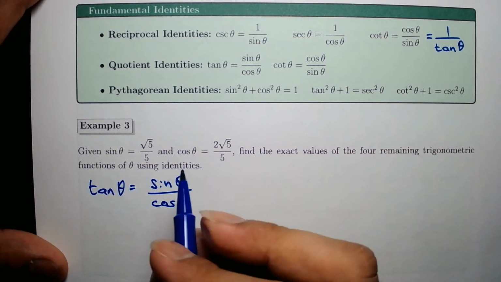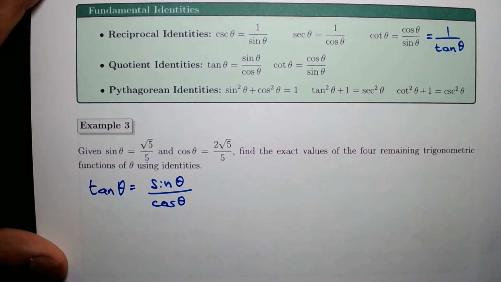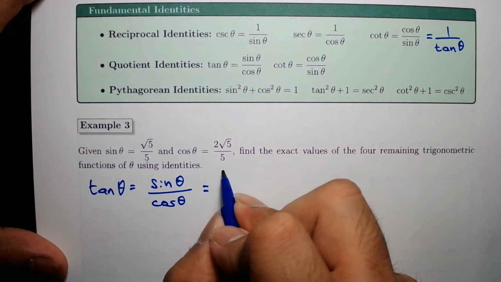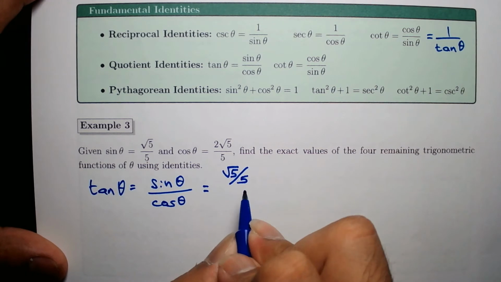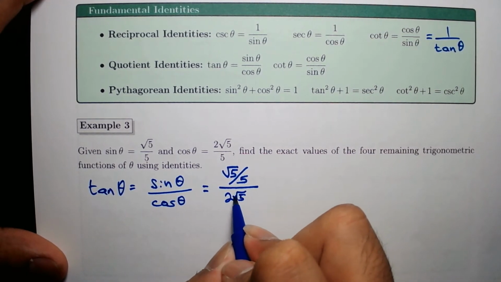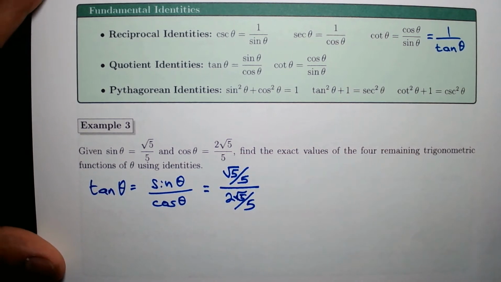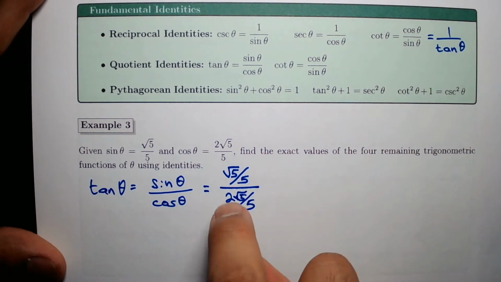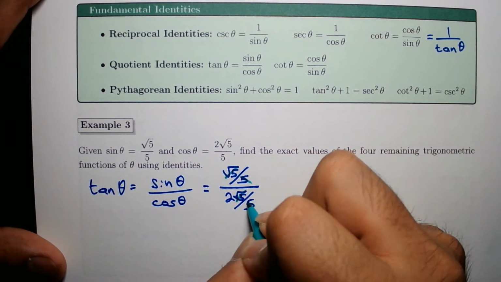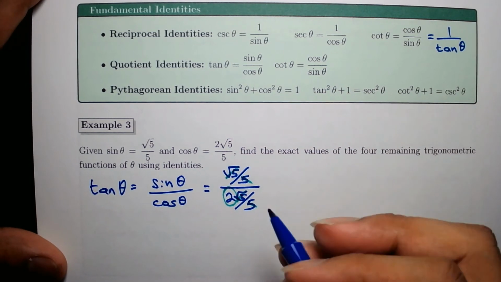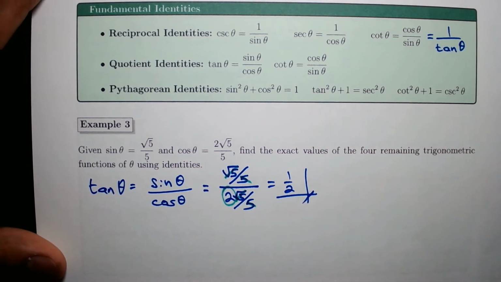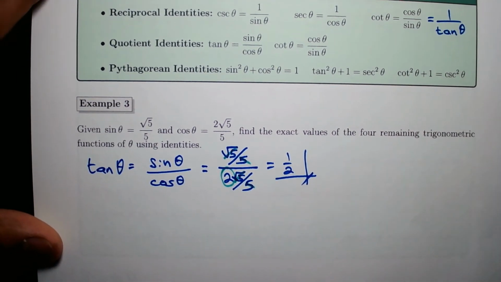And those sine and cosine, we are given those functions, right? So in this case, sine, which is square root of 5 over 5, and cosine, which is 2 square root of 5 over 5. So when we simplify this, we can just cancel square root of 5 with square root of 5, and 5 with 5. We are going to be left with 1/2 as a final answer. All right.